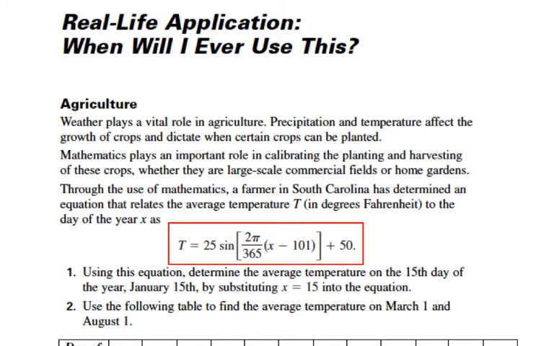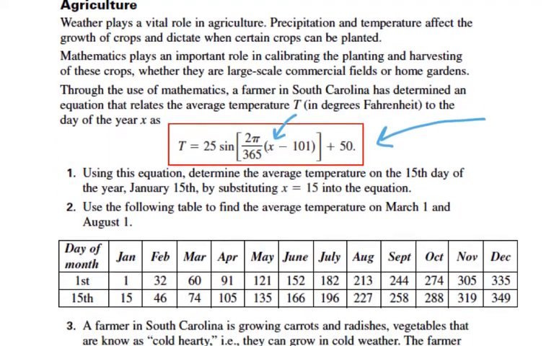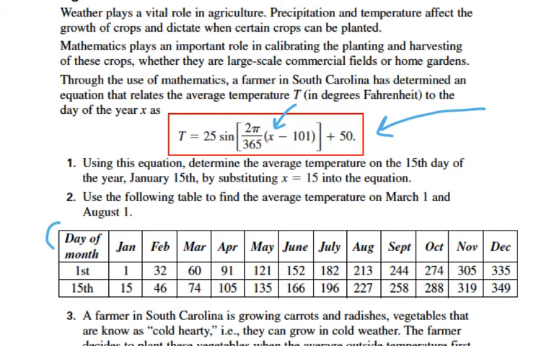So what you're given here in this red box is a really handy equation for T in terms of X. T is the average temperature in degrees Fahrenheit, and the X here is the day of the year, the actual number of day of the year. And for that, go down here to the chart, and these are all of your X values.